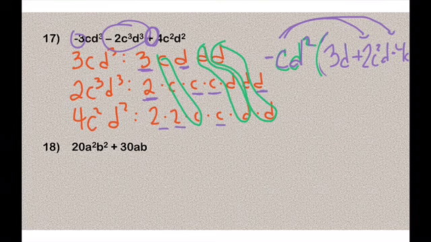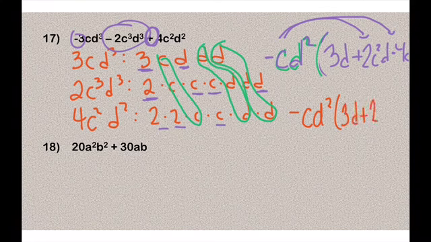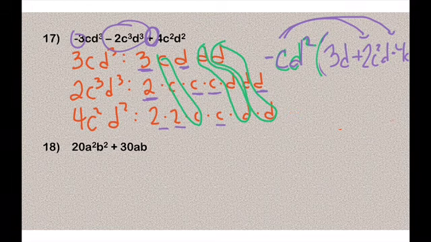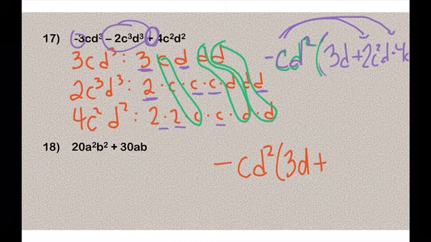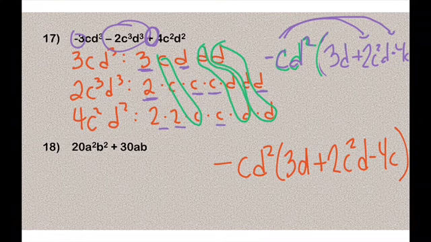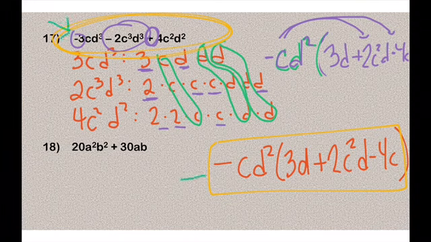So let me write this with a little bit more space. Negative C D to the second times 3D plus 2C squared D. That didn't really work that well. Okay, let me try it again. Negative C D to the second times 3D plus 2C to the second D minus 4C. On that one, I would highly recommend going back and multiplying through to make sure that you're really getting what you're supposed to get. So, just emphasizing, this is not your answer. So you're not going to multiply it for your answer. You multiply it to check your work. But what I've got boxed in, that's your answer.